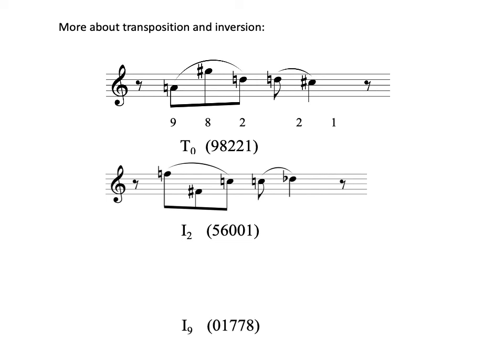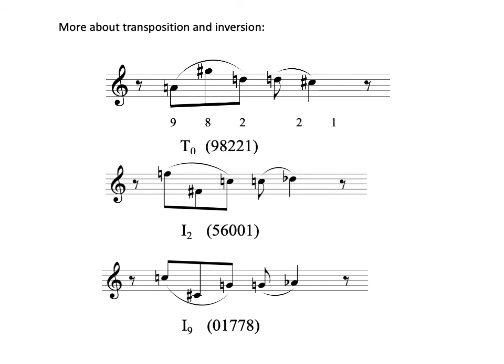Likewise, if we want to do the I9 version, then what you need to do is figure out what do I have to add to every note in the original set at the top of the page to equal 9. Well, you don't add anything to 9. You add 1 to 8, and you add 7 to 2, and 8 to 1. So your set's going to go 0, 1, 7, 7, 8. And 0 is C and 1 is C sharp. And that's what that particular inversion, the I9 inversion, is going to look like.